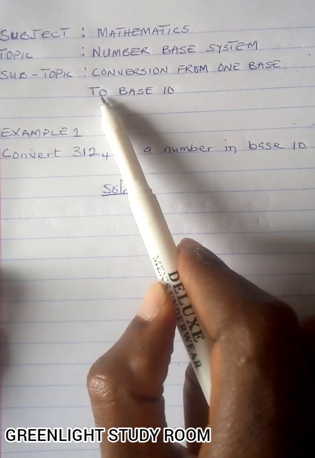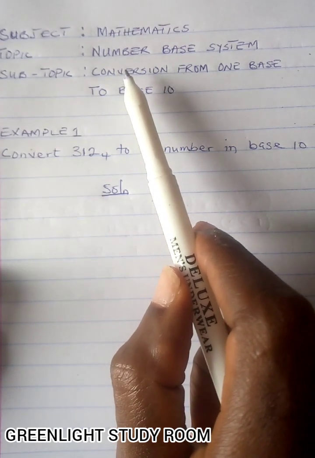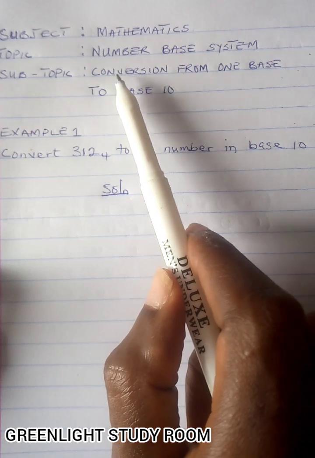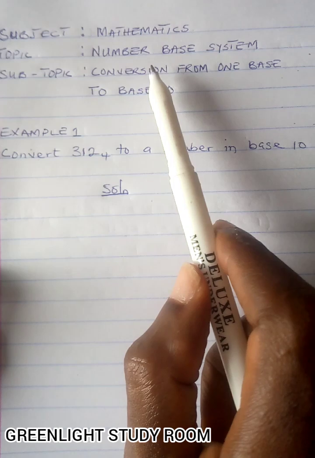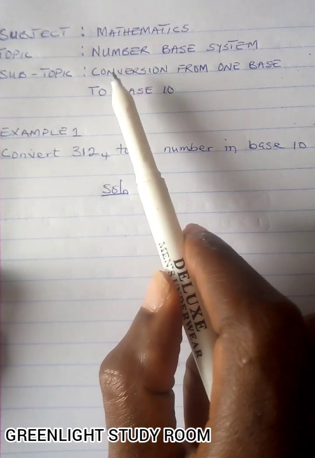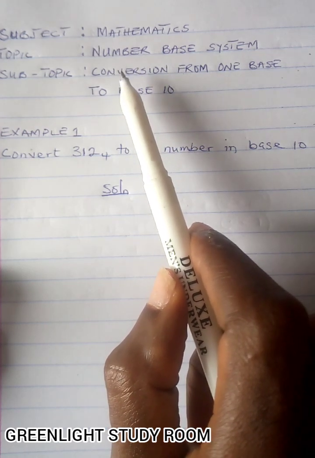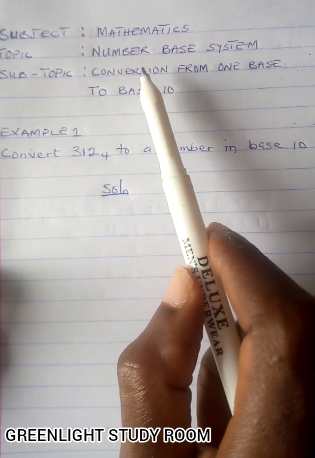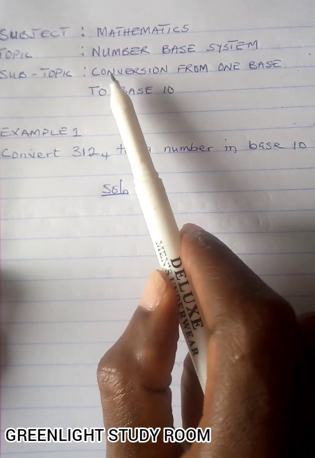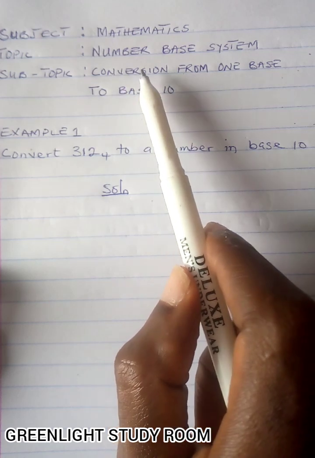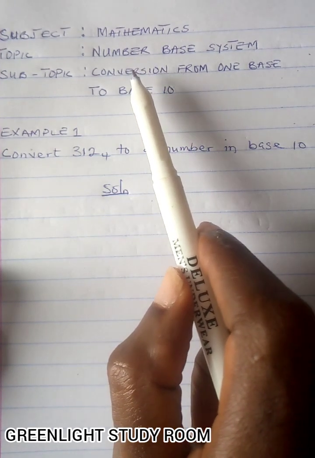I know you still remember that when we were in grade 7, grade 8, and grade 9, that is JSS 1, 2, and 3, we were introduced to counting in different bases. We were told that numbers are counted in different bases: base 2, base 3, base 4, base 5, and so on. And we were taught how to convert numbers that are in base 2 to base 10, and how to convert numbers in base 10 back to base 2.